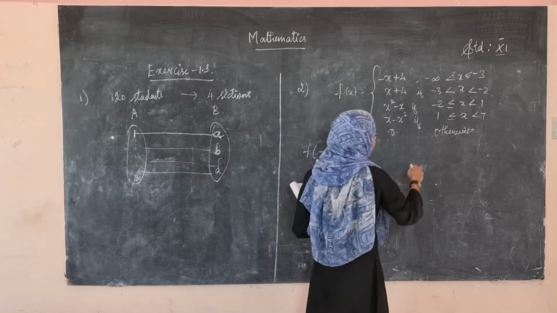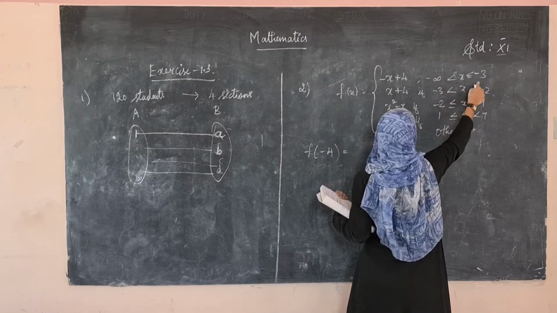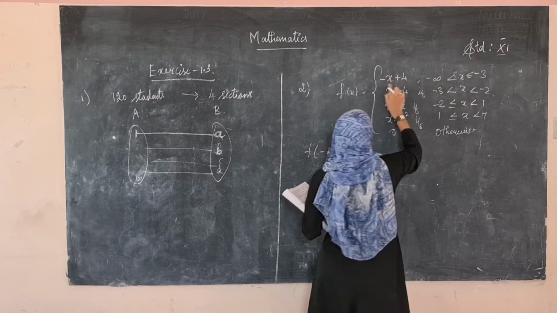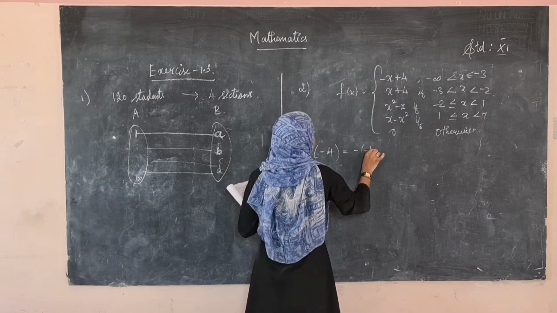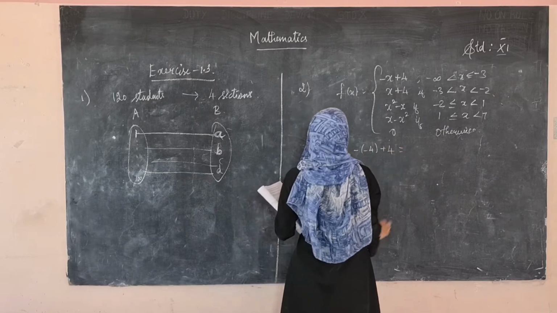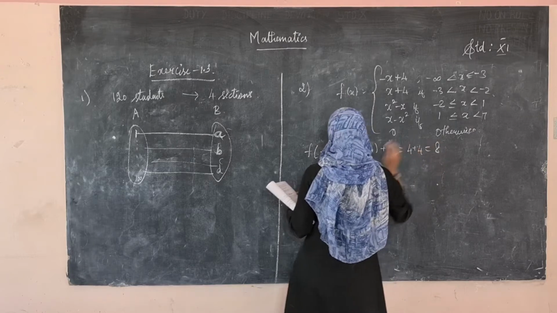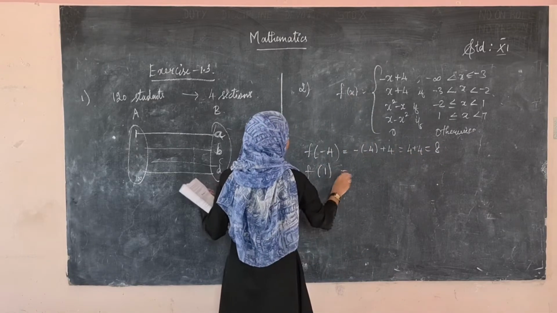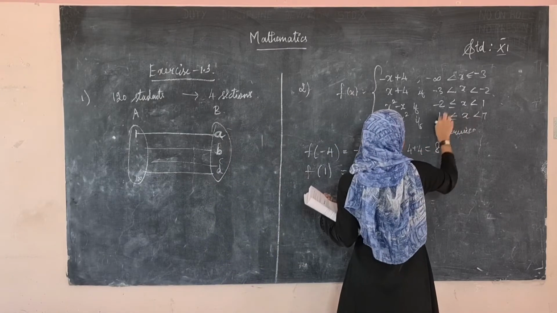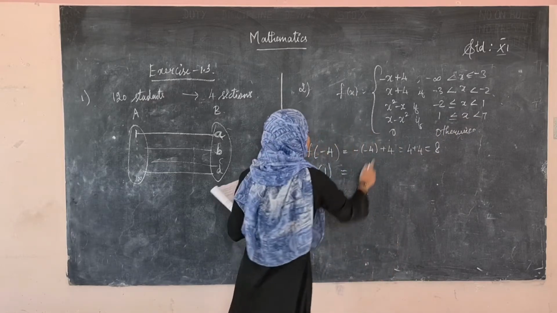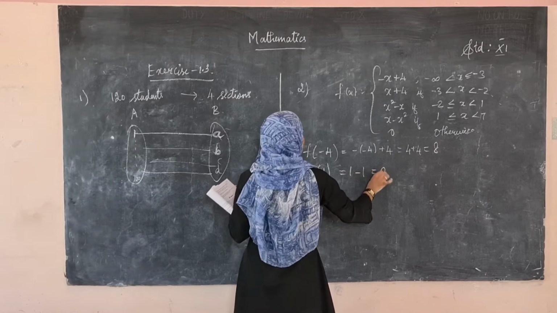Minus 4 is in which interval? Here, minus infinity to minus 3. Here it is minus 4. Therefore, this should be used. That is, instead of x, we should put minus 4. Minus of minus 4 plus 4 is equal to 4 plus 4, which is equal to 8. And the next one is f of 1. See here, 1 less than or equal to x, so this interval includes 1, therefore we should use this. That is, instead of x we substitute 1: 1 minus 1 which is equal to 0.